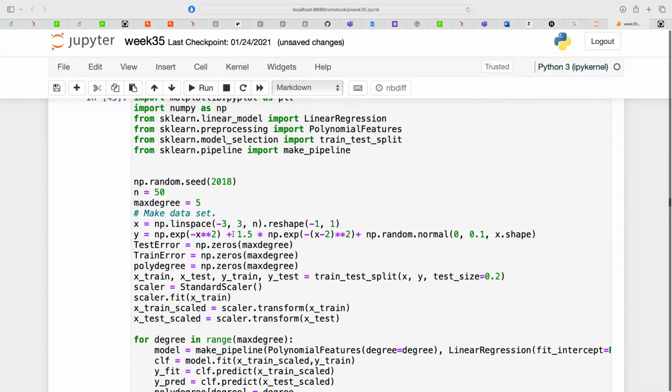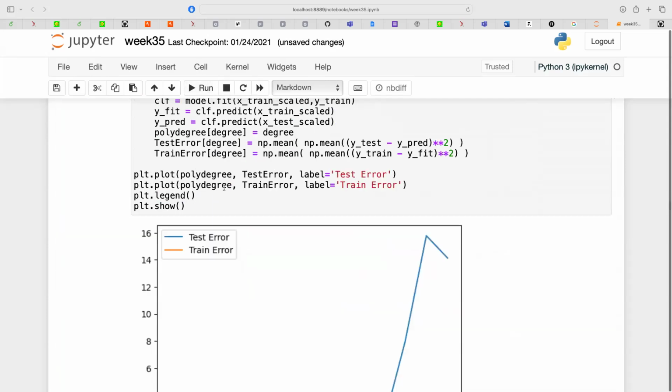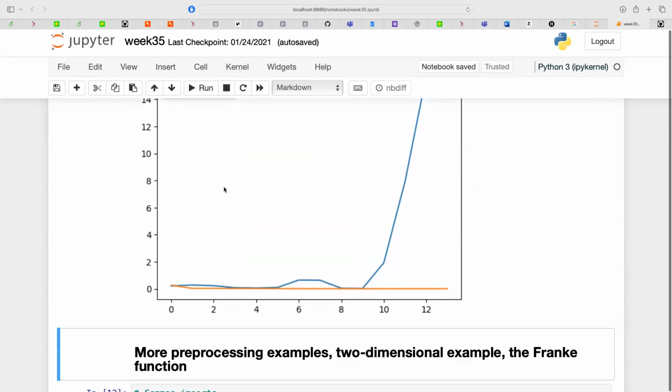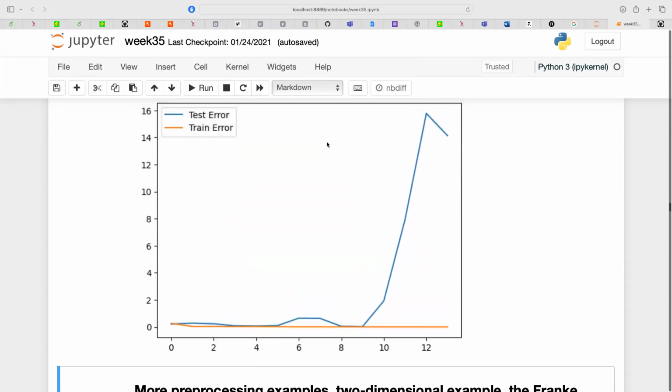So let's now just change the polynomial degree to, let's say, 14 and rerun it. Now, in this particular case, you see that the test error just blows up. So this is a typical case where we are running into overfitting. We have done a pretty good job in the training case, but the model we have made doesn't do a good job on data which was not included in the training.